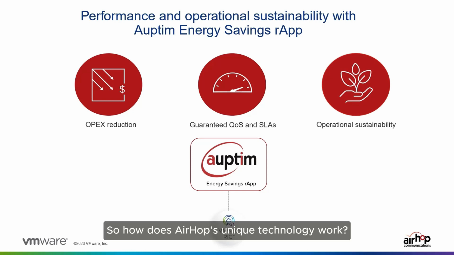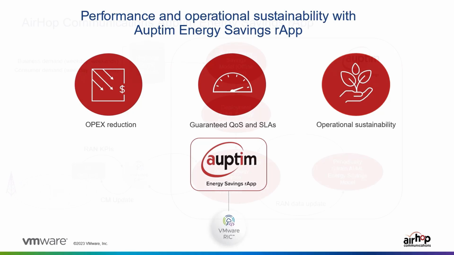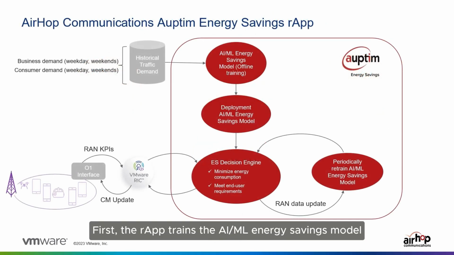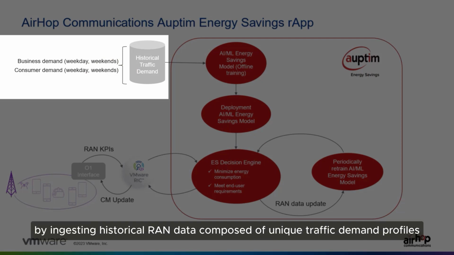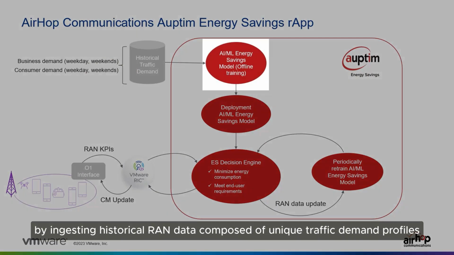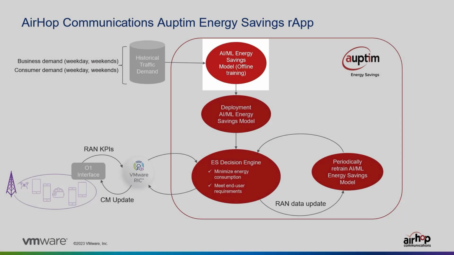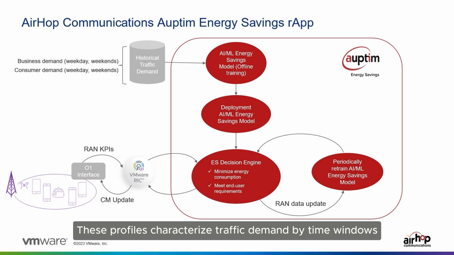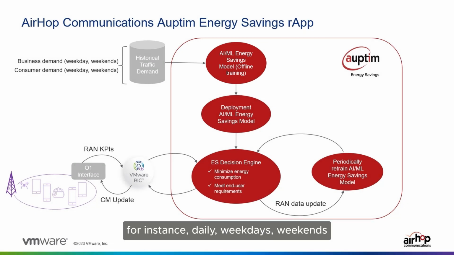So how does AirHop's unique technology work? First, the rApp trains the AI/ML energy savings model by ingesting historical RAN data composed of unique traffic demand profiles. These profiles characterize traffic demand by time windows, for instance, daily, weekdays, weekends, and by user types, such as business or consumer.